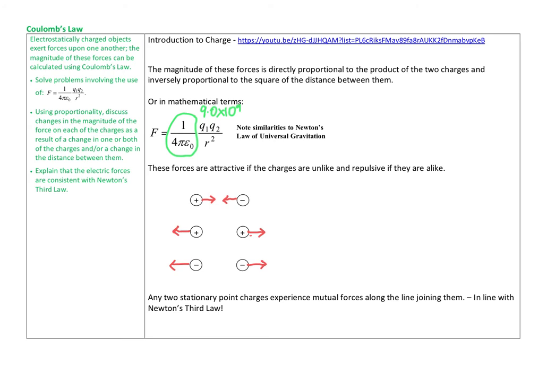The third thing that we need to be able to do here is explain that the electric forces are consistent with Newton's third law, and any two stationary point charges experience mutual forces along the line joining them. So the force that the positive attracts the negative with is equal and opposite to the force the negative attracts the positive. The force that this positive repels this one with is equal and opposite to the force that this one repels this one with, and so on. So that's why they are consistent with Newton's third law, that says for every action force there is an equal and opposite reaction force. Let's keep going.